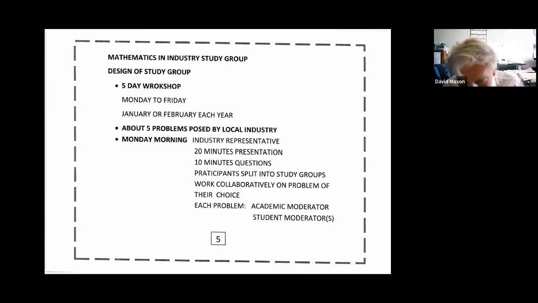And then the participants split up into small study groups, and they usually work on the problem of their choice. If too many people are in one group, they work on the second choice problem. They work collaboratively on the problem until Friday morning. Each problem's got an academic moderator and student moderators.